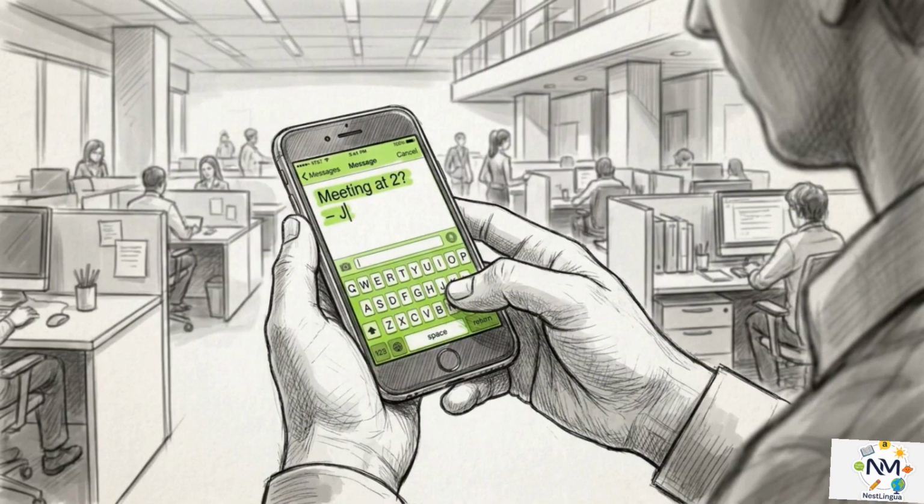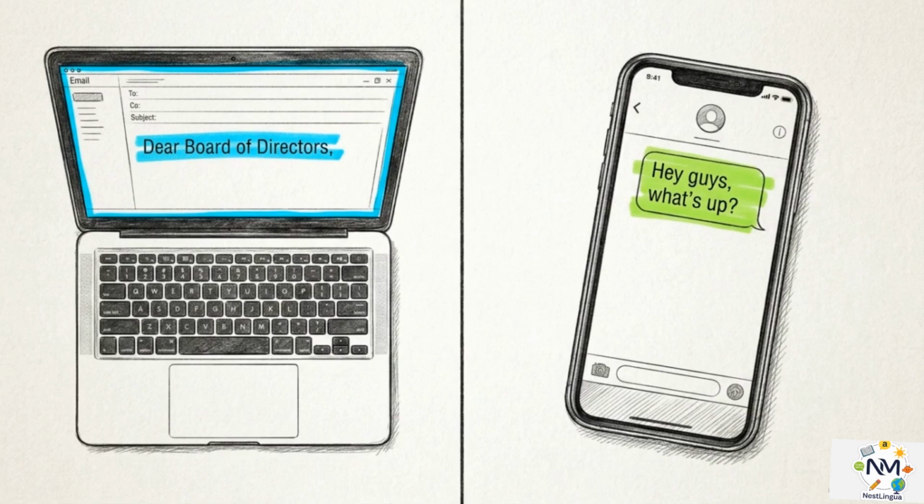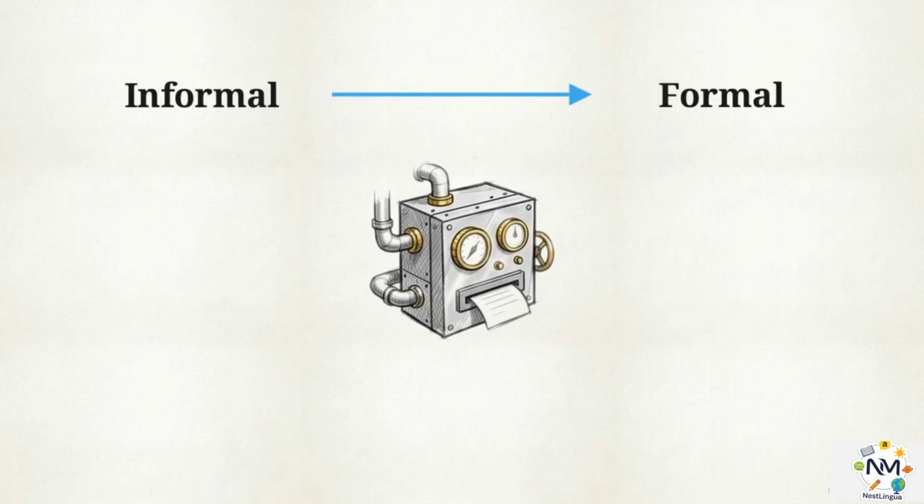Mastering these transitions is a practical form of context switching. It is the process of adjusting your delivery to navigate different social and professional expectations. To shift an informal sentence formal, apply specific operations.